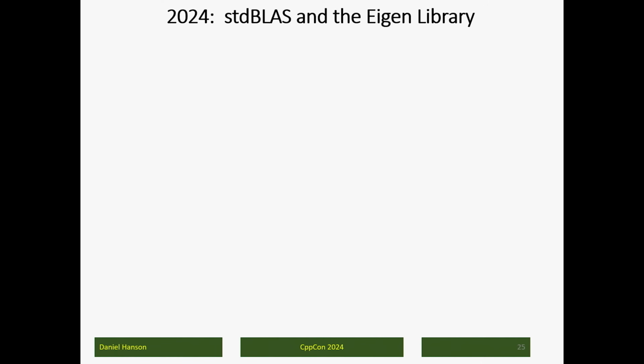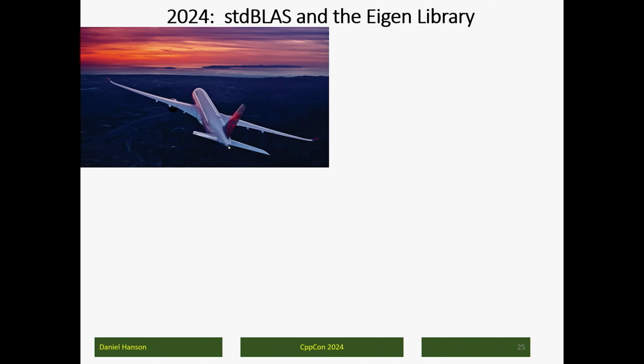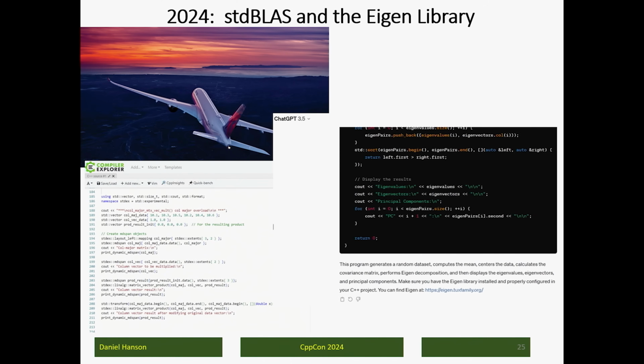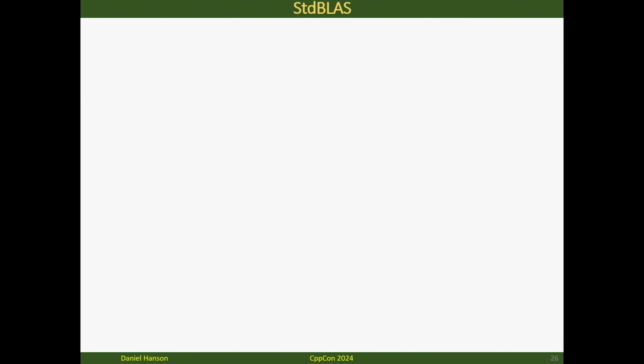Okay, so this brings us back to the future, and so we'd probably be flying in something like an Airbus 350. And on your nice, sleek, large, flat screen monitor, you'd see some cool applications like Compiler Explorer and ChatGPT.